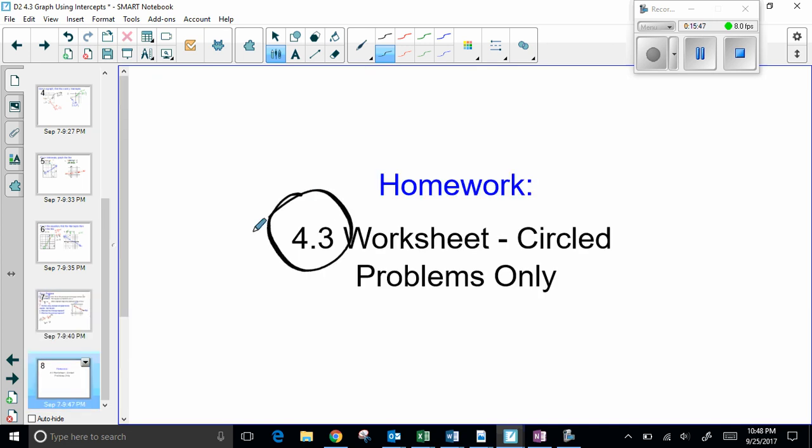You guys are going to do the 4.3 worksheet. It's actually 2 pages. One of them is double-sided and one of them is just one side. So with whatever time you have left here today, go ahead and finish work on your homework, and I will see you tomorrow.